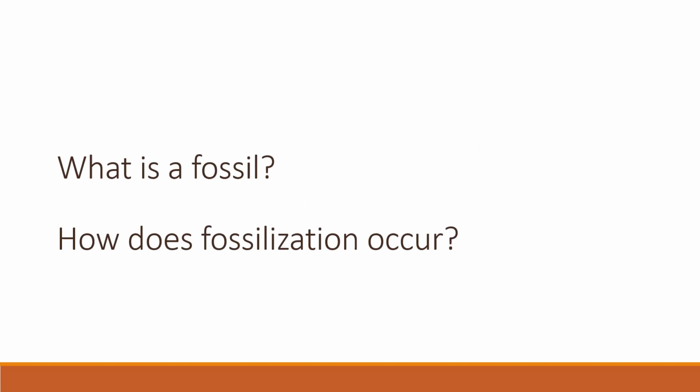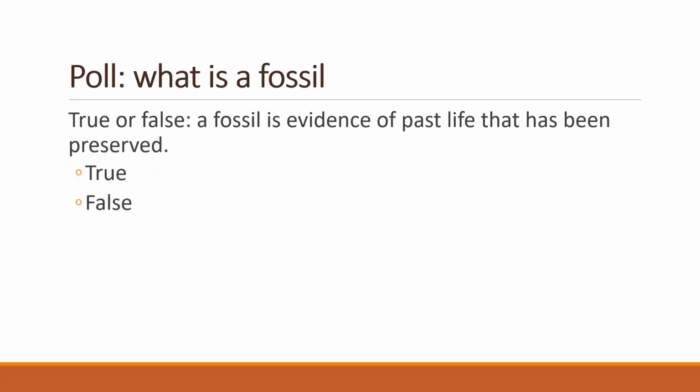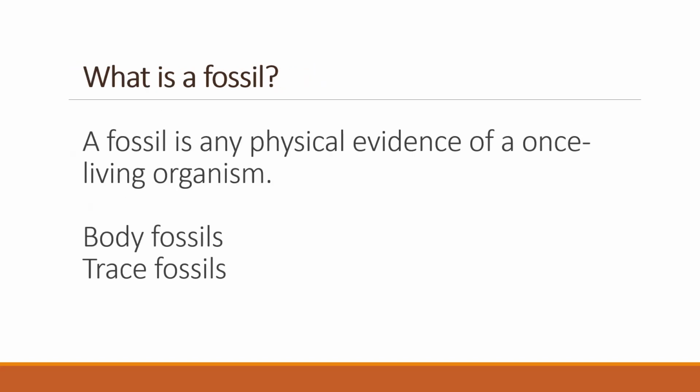So we're going to start off talking about fossils. What is a fossil and how does fossilization occur? First, what is a fossil? True or false? A fossil is evidence of past life that has been preserved. Is this true or false? Well, this is true. A fossil is any sort of physical evidence of a once living organism. We can split these into either body or trace fossils.